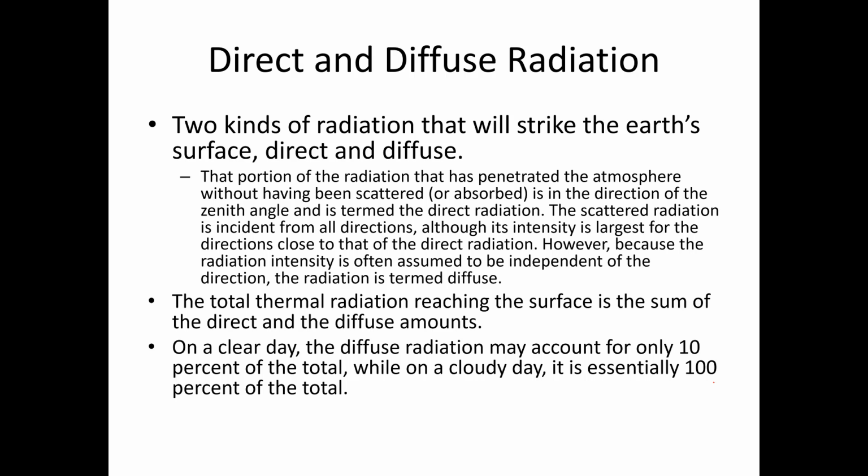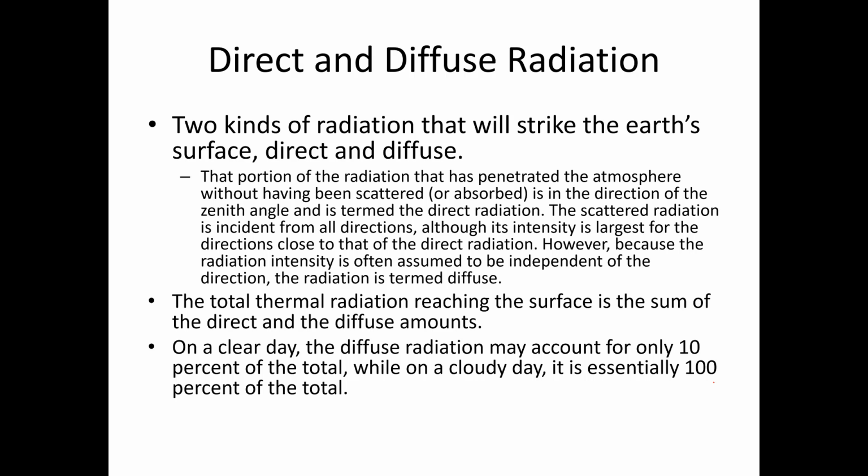The portion of the radiation that has penetrated the atmosphere without having been scattered or absorbed by the atmosphere is in the direction of the zenith angle, and it's termed the direct radiation. I'll cover what zenith angle means later, but the direct radiation is what is coming from the sun directly to the surface, right?